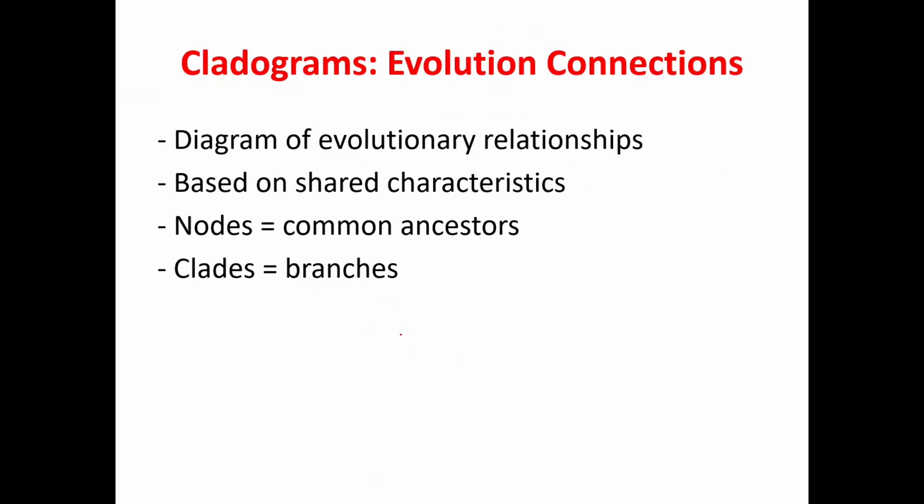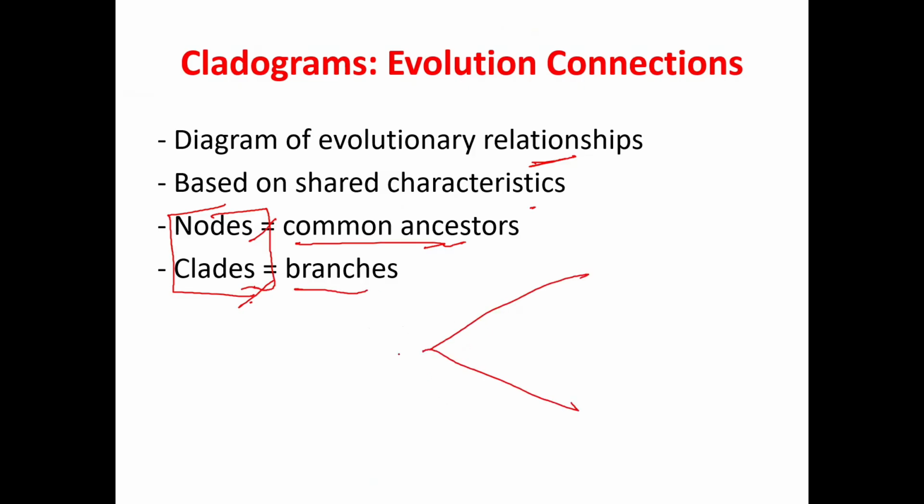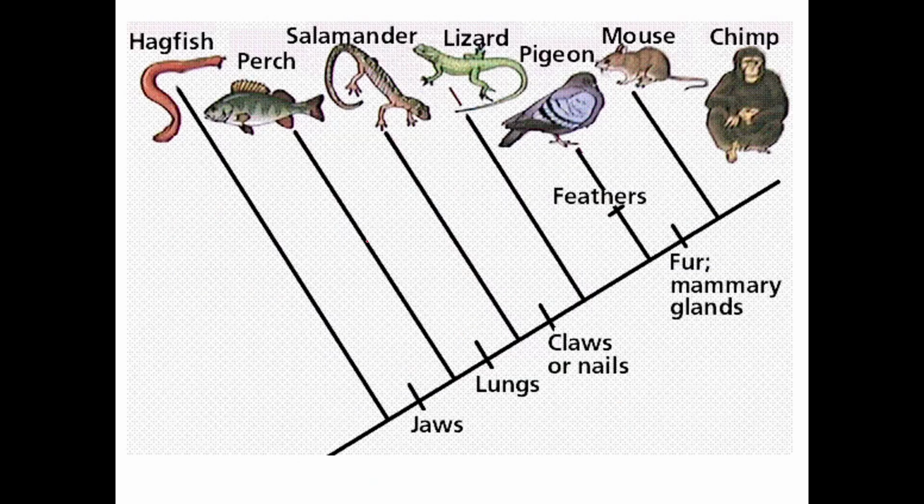Come on, the cladogram's evolution connection. So basically it's a diagram of evolutionary relationships based on some shared characteristics. In a cladogram, nodes and clades are very important. Nodes are for the common ancestor and clades are the branches. So let's assume this is one species. This is a simple cladogram. The node shows the common ancestor and the branches, the breakages, are called clades.